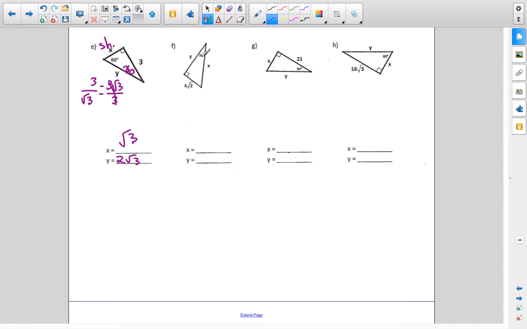On F, we got a short one across from the 30-degree angle. Yay! So now to get the long leg, y, I'm going to take 6 root 2 times root 3, which will give me outside times outside, inside times inside. And that's y. Yep, that's our long leg, 6 root 6. What's our hypotenuse? X, double the short leg. Short leg is 6 root 2, so hypotenuse is 12 root 2.